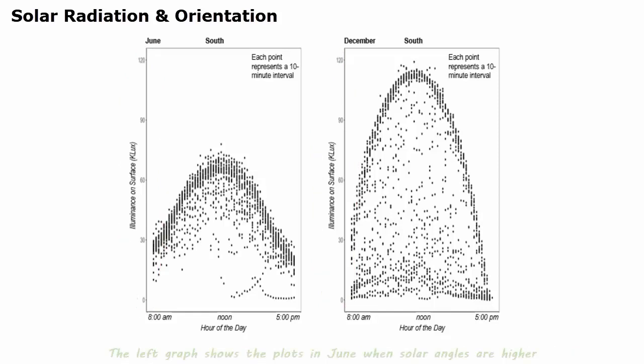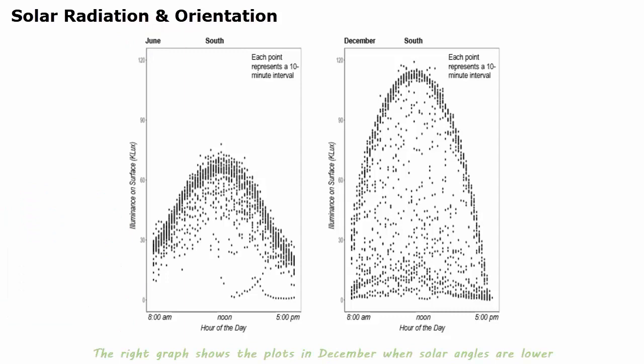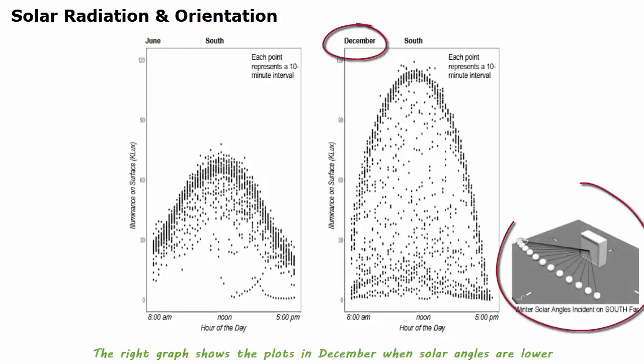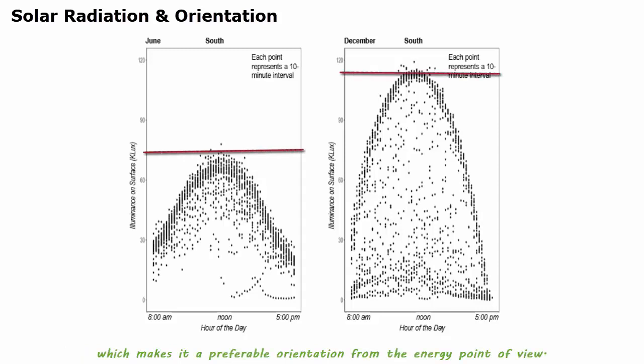The left graph shows the plots in June when solar angles are higher. The right graph shows the plots in December when the solar angles are lower. The data show that the solar radiation incident on south facades is lower in summer months than in winter months, which makes it a preferable orientation from the energy point of view.